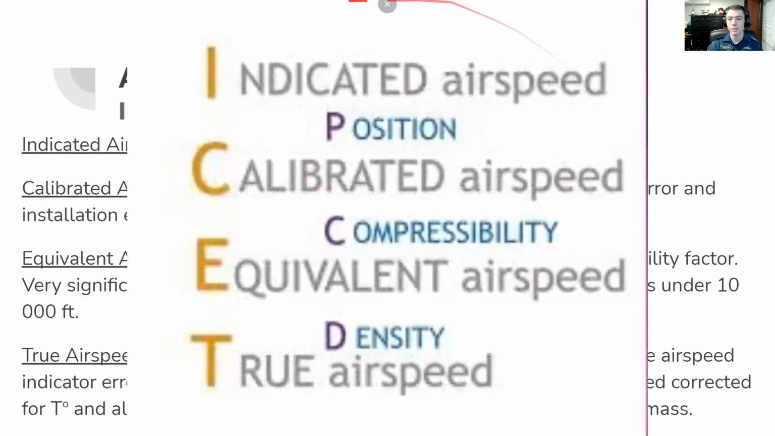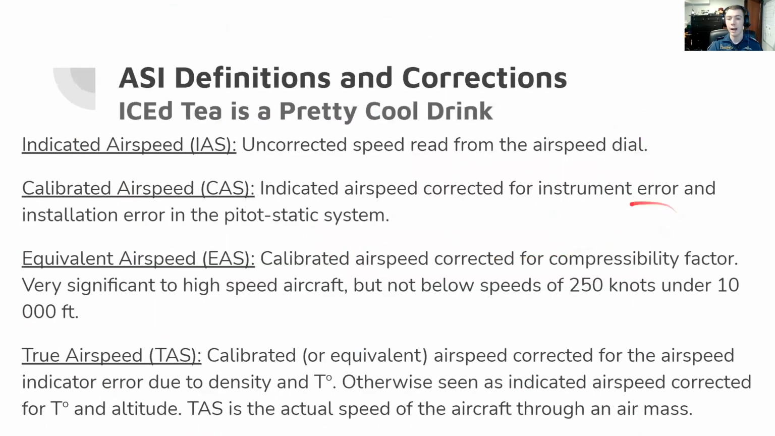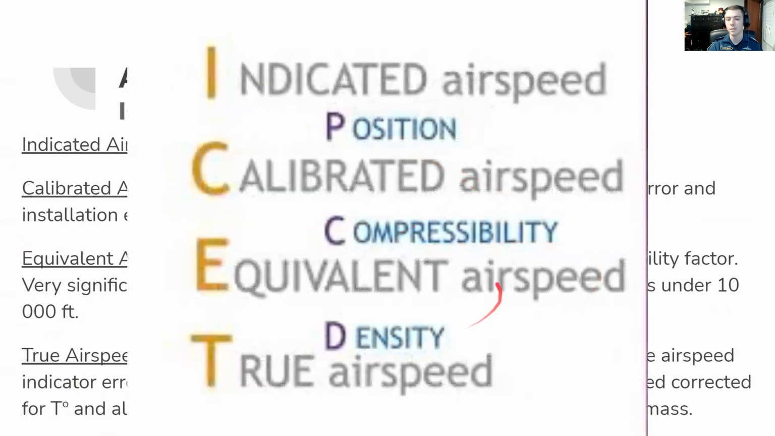So here's the way to think about it. It's not my favorite mnemonic because position doesn't really help give you an indication, and same with compressibility. Density is something that you do know, but these steps in between aren't my favorite. So I would recommend just remembering you're correcting instrument error and compressibility, which doesn't really matter in your general aviation aircraft, though I can't say that it wouldn't be on your exam. I'd imagine that the process here will be ICET, with the pretty cool drink being position, compressibility, density.